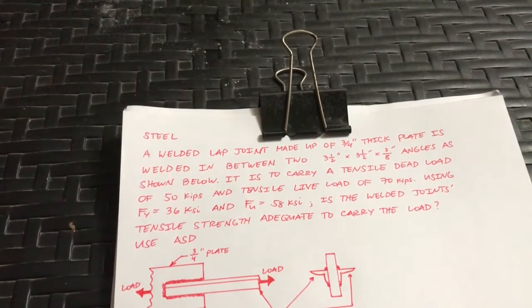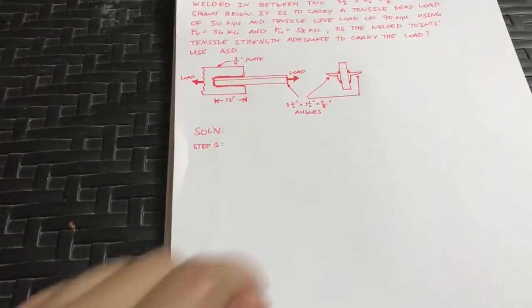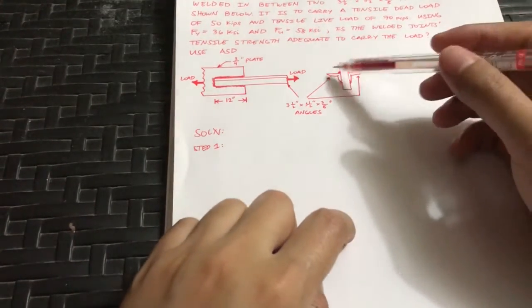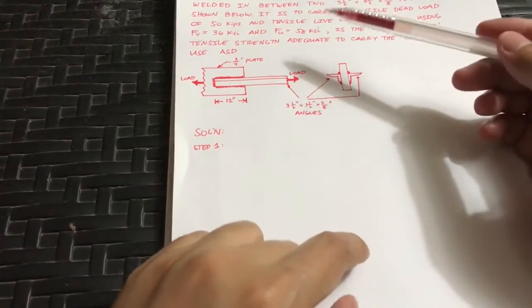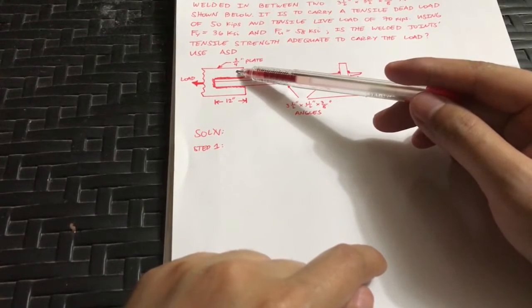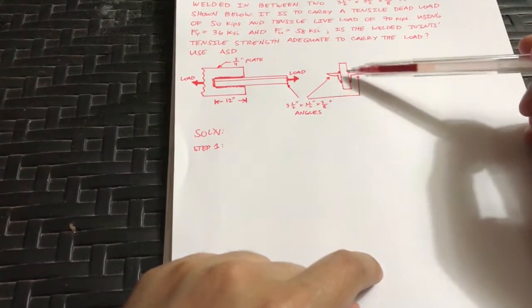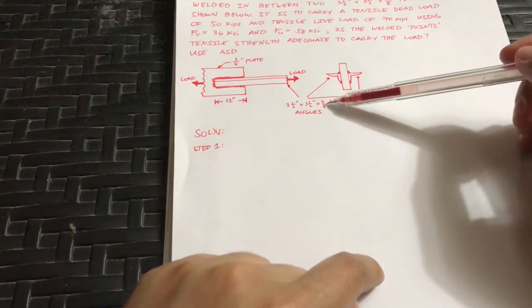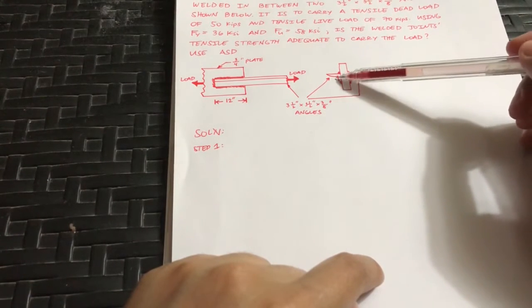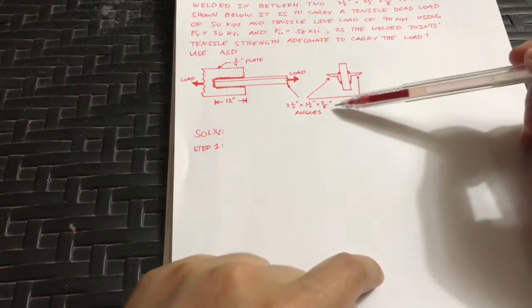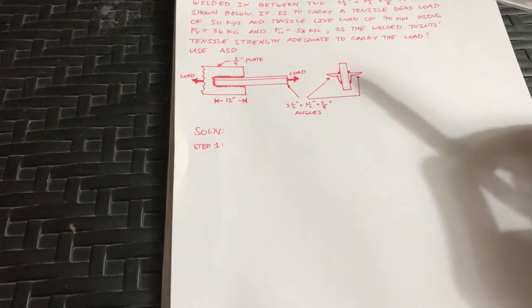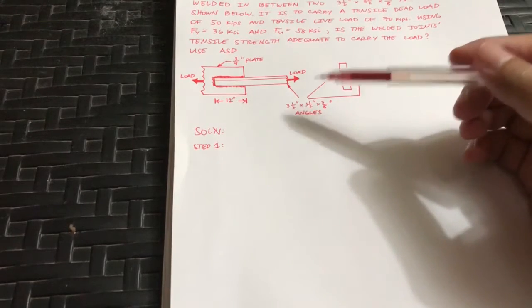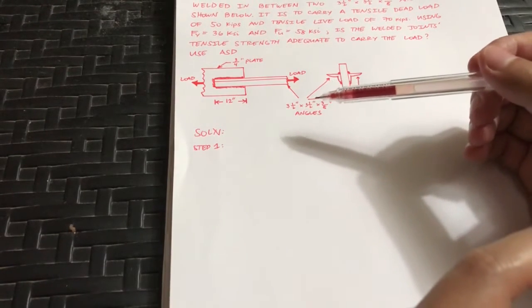So let's go with step 1. Step 1 is to determine which of these members should we analyze. Should it be the plate or should it be the angles? Now if you notice, the plate has a thickness of 3/4 inches while the angles have a thickness of 3/8 inches. Now we have two angles, so basically you might think that the angles might have larger cross-sectional area. Note that we need to analyze the member with the smaller cross-sectional area.